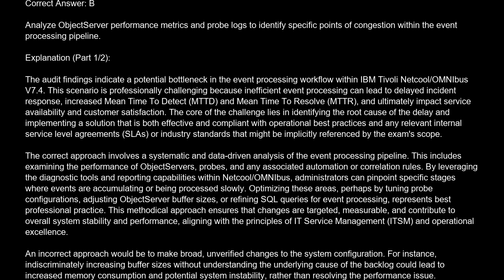The correct approach involves a systematic and data-driven analysis of the event processing pipeline. This includes examining the performance of object servers, probes, and any associated automation or correlation rules. By leveraging the diagnostic tools and reporting capabilities within Netcool/OMNIbus, administrators can pinpoint specific stages where events are accumulating or being processed slowly. Optimizing these areas, perhaps by tuning probe configurations, adjusting object server buffer sizes, or refining SQL queries for event processing, represents best professional practice.